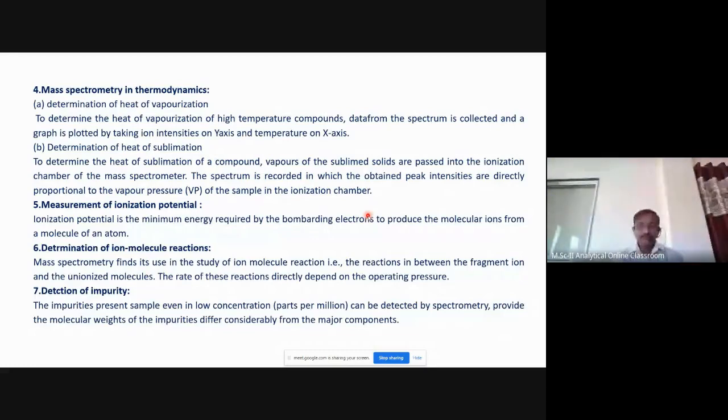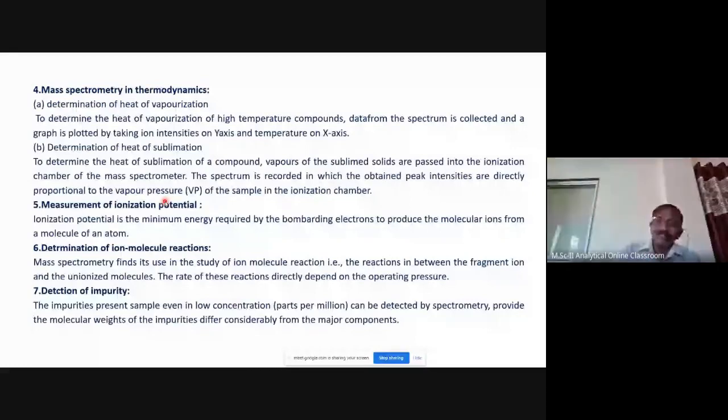Also it is useful to determine the heat of sublimation. The solid is vaporized, sublimed into the ionization chamber of the mass spectrometer, and it is recorded, and the intensity of the obtained peak is directly proportional to the vapor pressure of the sample. This is very important: the base peak or any peak intensity obtained is directly proportional to the vapor pressure of the sample in the ionization chamber. So on that basis we can easily find out the heat of sublimation as well as the heat of evaporation of the molecules which undergo ionization.